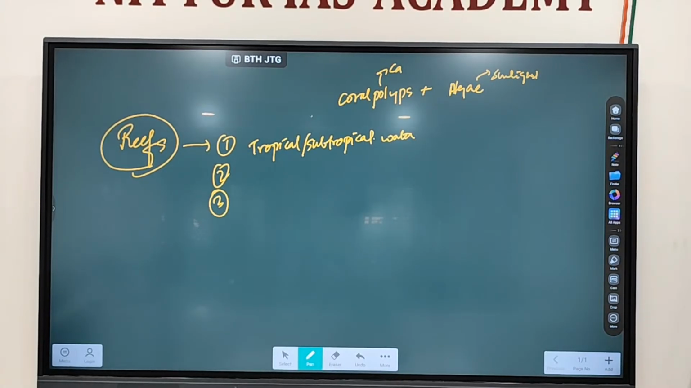When more sunlight is present, the association will be formed. And as you move towards the temperate region, that is towards the coast of Britain, or the coast of Scandinavian nations like Norway and Sweden, or further polar regions, you don't find much coral reef there. Why? Because sunlight decreases.